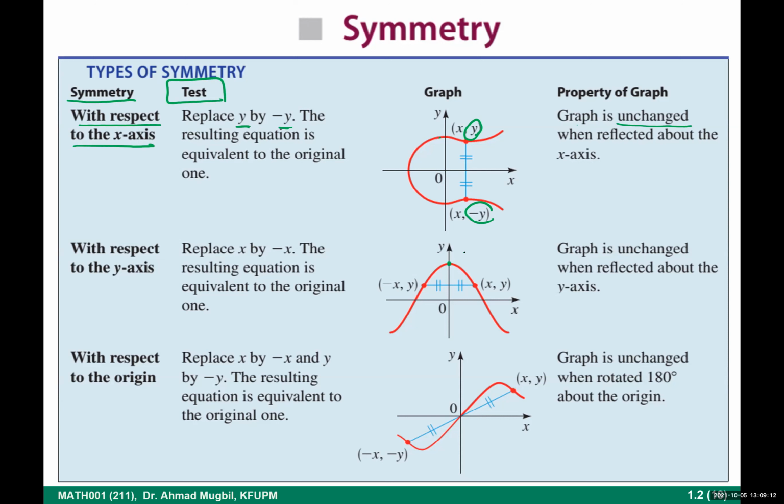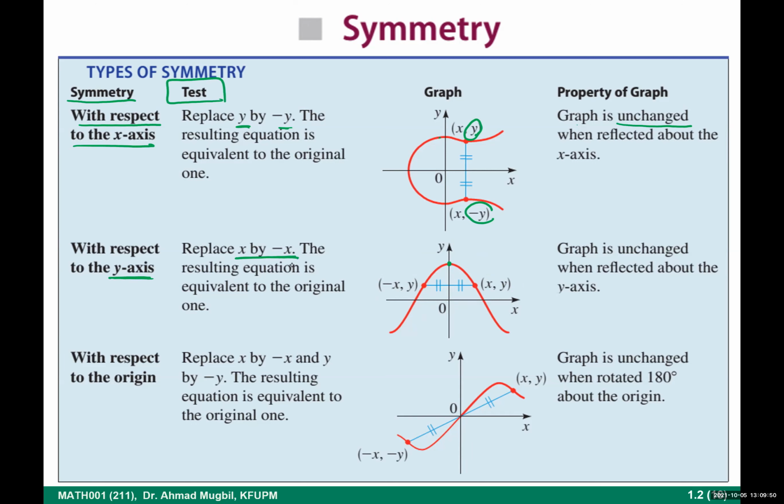Similarly for the y-axis. Look here, if you have a mirror at the y-axis, this part of the graph is the same as this, but just reflected on the y-axis. In other words, if the point (x, y) is on the graph, then when you replace x by -x, the point will also be on the graph. It satisfies the equation. You will get the same equation. How to test the symmetry with respect to the y-axis? Replace x by -x. This means the right and the left of the y-axis.